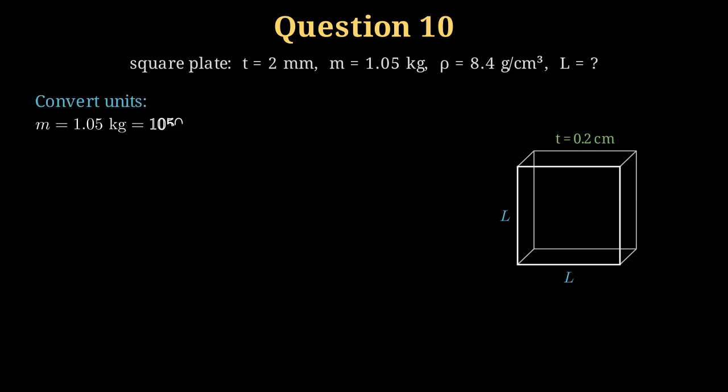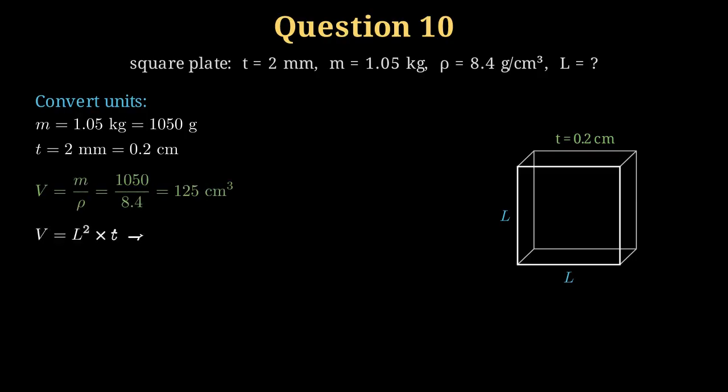Before we calculate, let's get the units to match. The density is in grams and centimeters, so we convert the mass. 1.05 kilograms is 1,050 grams. And the thickness, 2 millimeters, is 0.2 centimeters.